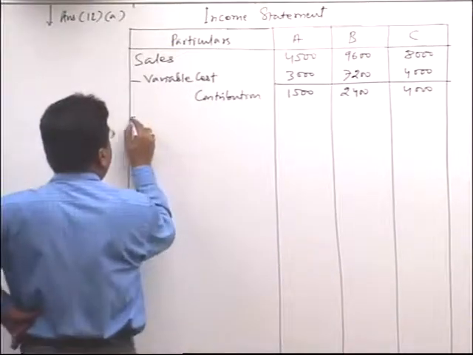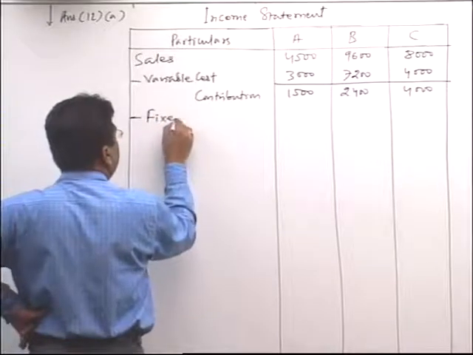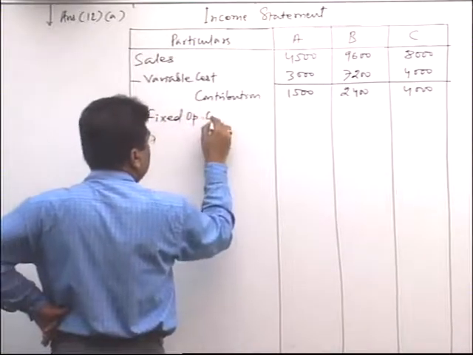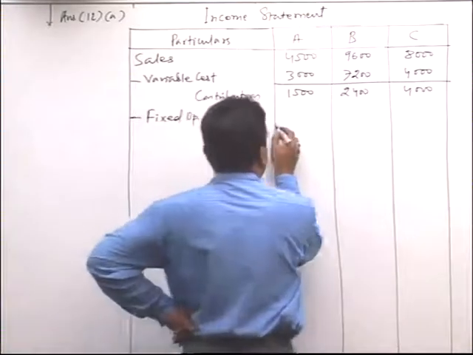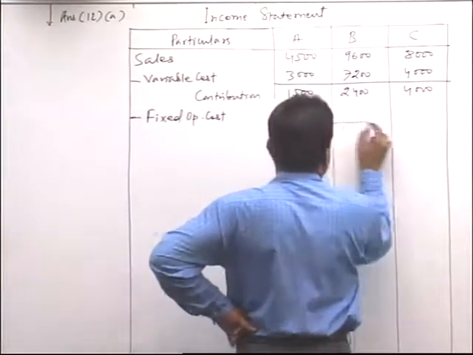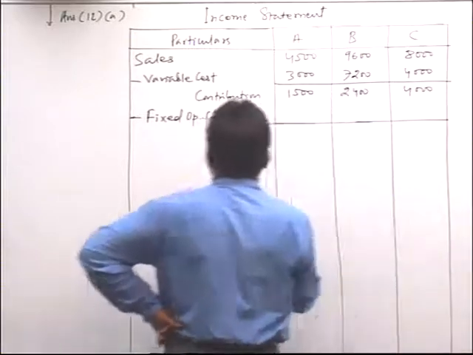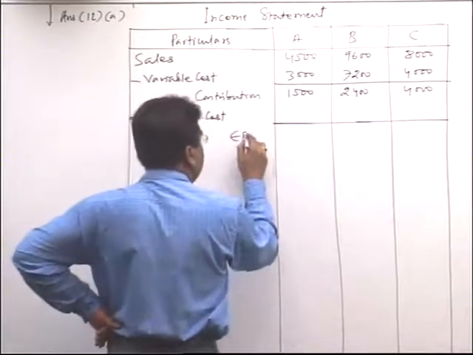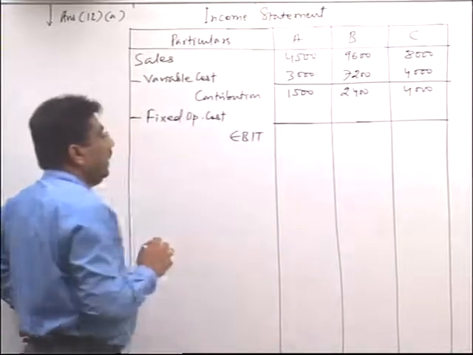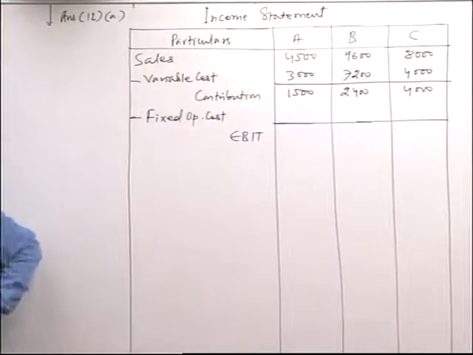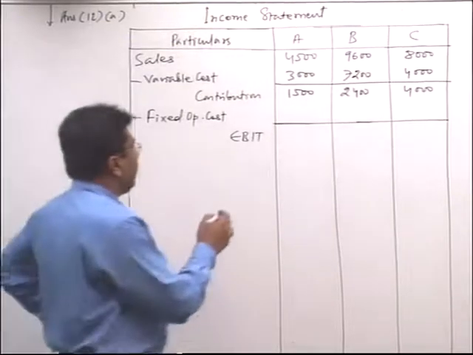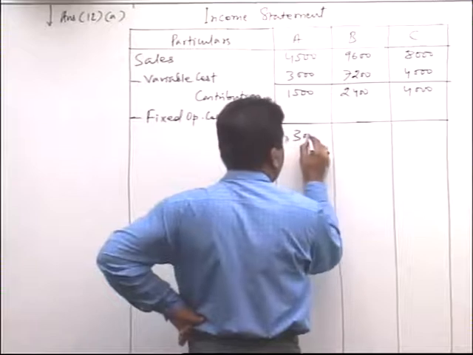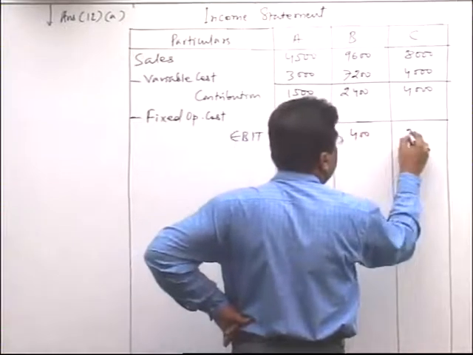Thereafter deduct fixed operating cost, but we do not have fixed operating cost, it is not given in the question. So keep the space blank. After deducting fixed operating cost, the resultant figure is EBIT, and that EBIT we have already found out in working note. So EBIT is 300, 400 and 2,000.